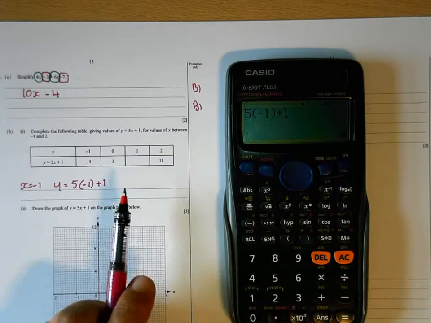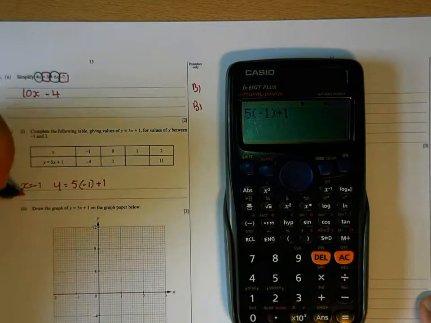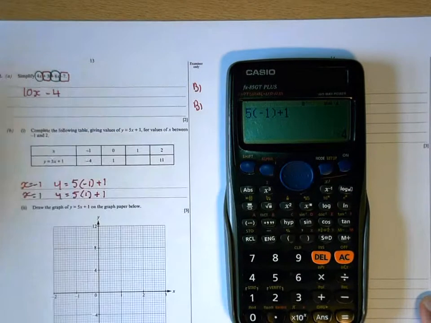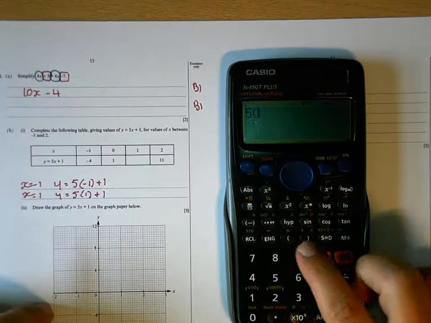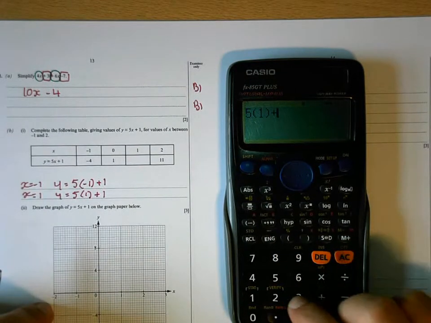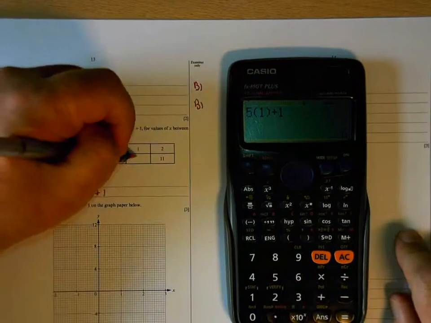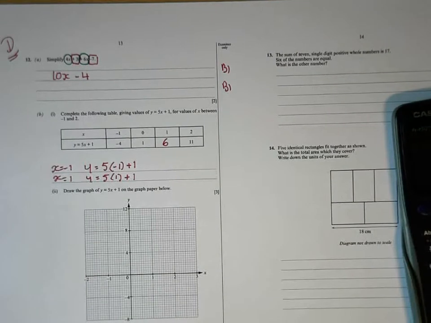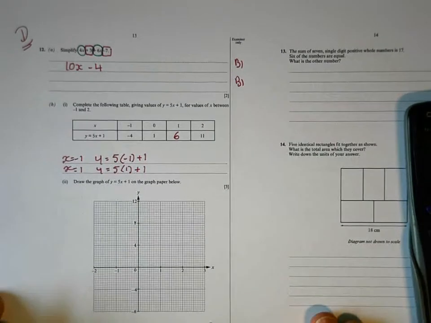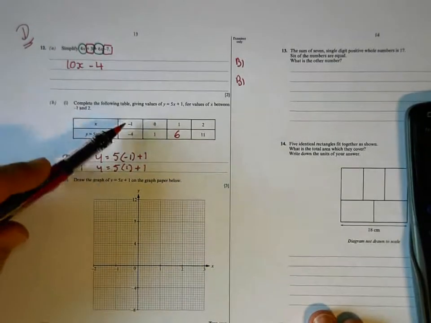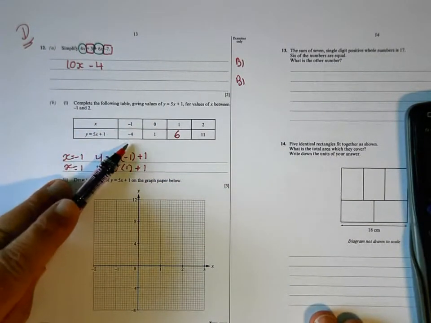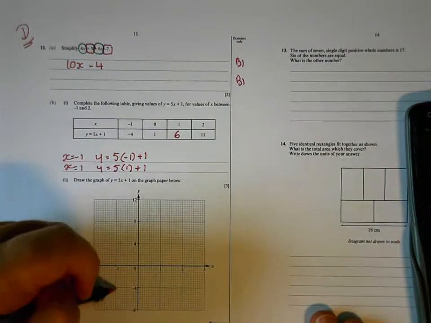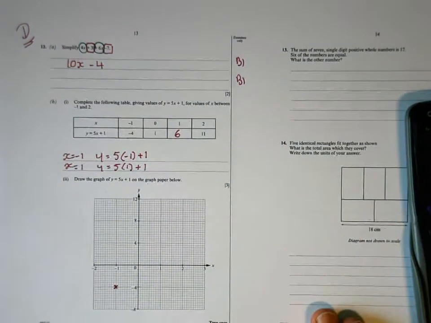So for x is 1, I'm going to write y equals 5, bracket 1, plus 1. 5 bracket 1 plus 1 equals 6. So that's completed my table, and then I have to draw the graph of this. So these are my coordinate pairs. X is -1, y is -4. I'm going to put a cross there. X is 0, y is 1.